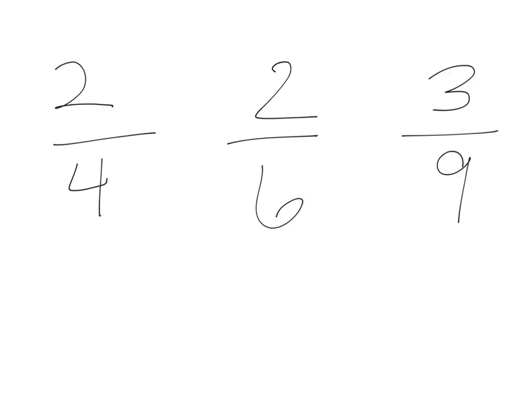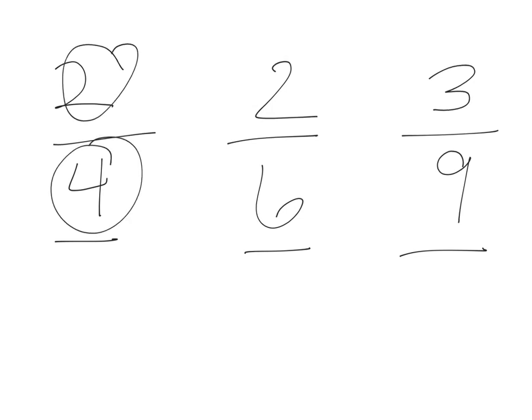Now I want you guys to try it. I want you to simplify 2/4, 2/6, and 3/9 to the simplest form. So make sure that you find the factors for each number, the numerator and the denominator, and then see which factor is the largest that both of them have in common. When you're finished with these 3 problems, show your marker boards to your teacher.